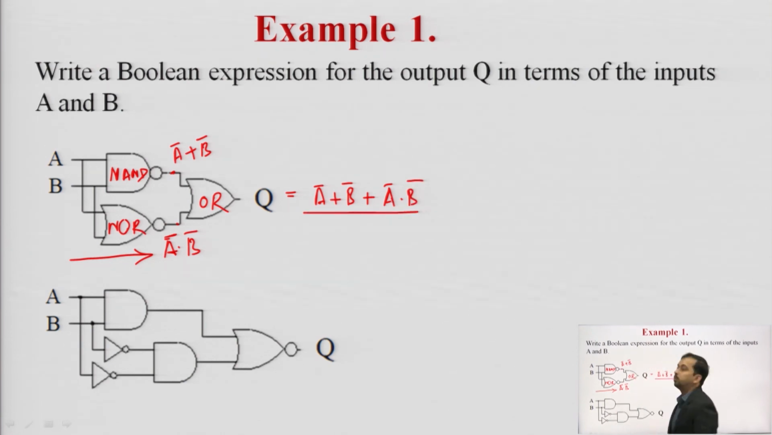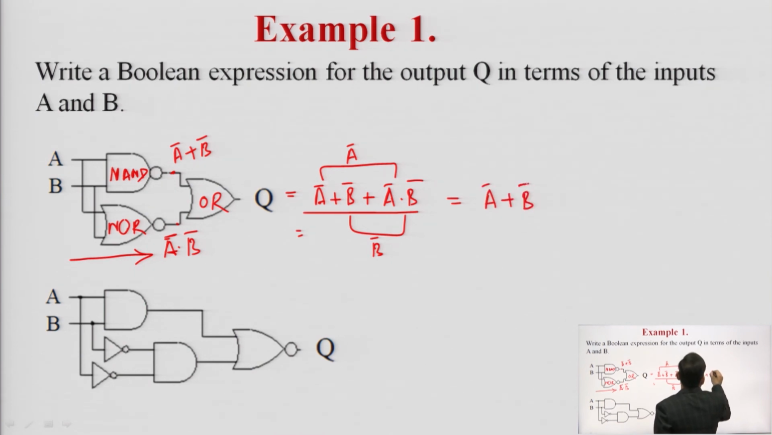This is the output. Here we are not minimizing this function; we can further minimize it with the help of Boolean algebra. We'll take A bar common, and here we'll take B bar common. So with the help of the properties of Boolean functions, this is equivalent to A bar plus B bar. We will see in our next lecture what Boolean algebra is.